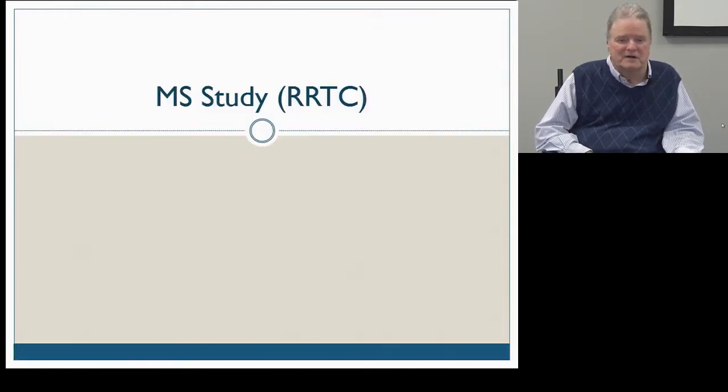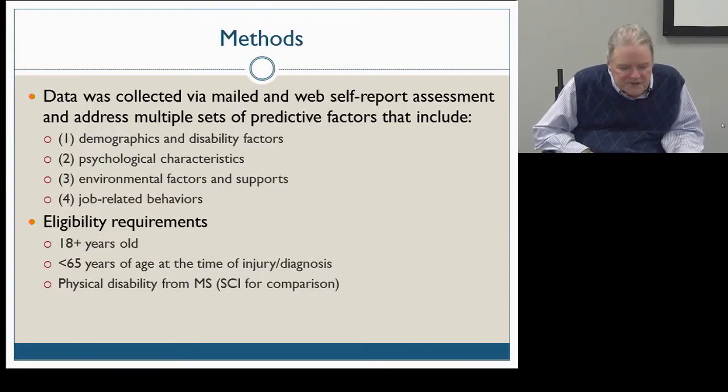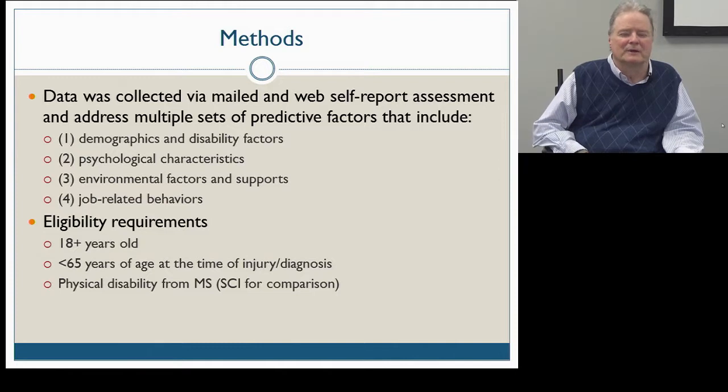So the MS RRTC study. So the data were collected via mail and web self-report. We had a REDCap survey that some folks really like to fill out, and the others were obtained by mail, the majority by mail. And it had the multiple sets of predictive factors, which include the demographics and disability, psychological, environmental, and job-related behaviors.